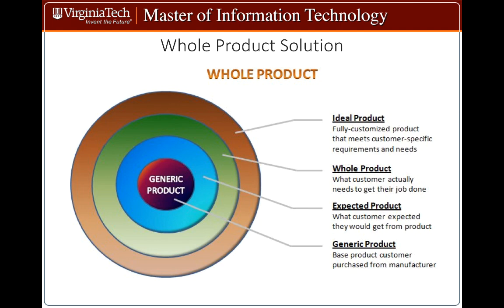And so that ideal product is the frontier part of product design. It's that fully customized product that meets customer-specific requirements and needs, right? So in the ideal world, what is everything this person needs to get the job done?